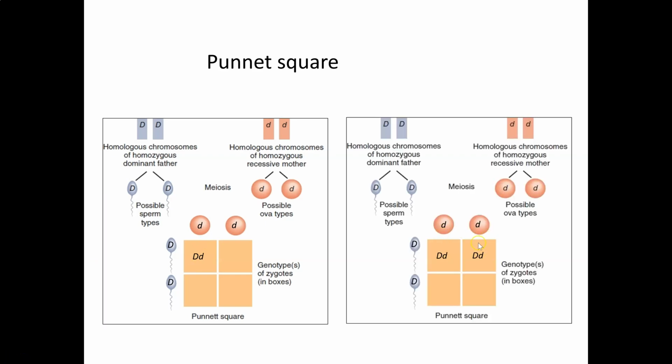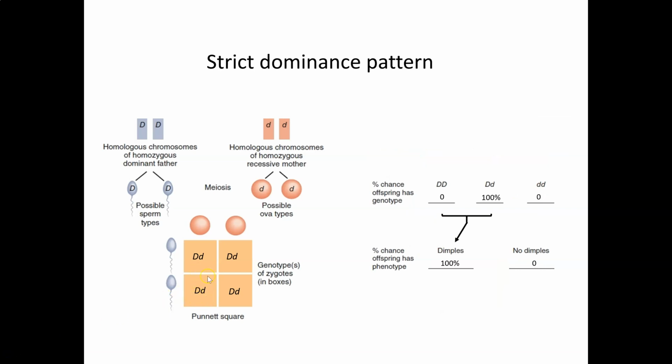For the second square, you also get a capital D, the dominant allele, from dad and a recessive allele from mom, so you also end up with a heterozygous genotype. Then you finish the same way, a capital D from dad and lowercase d from mom, and the same thing for the last one. So for this particular combination of mom's and dad's genotypes, all 4 cells end up heterozygous.